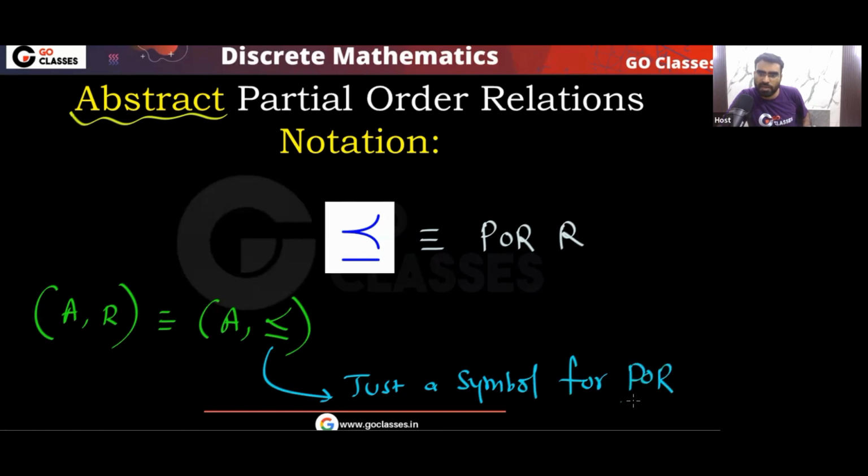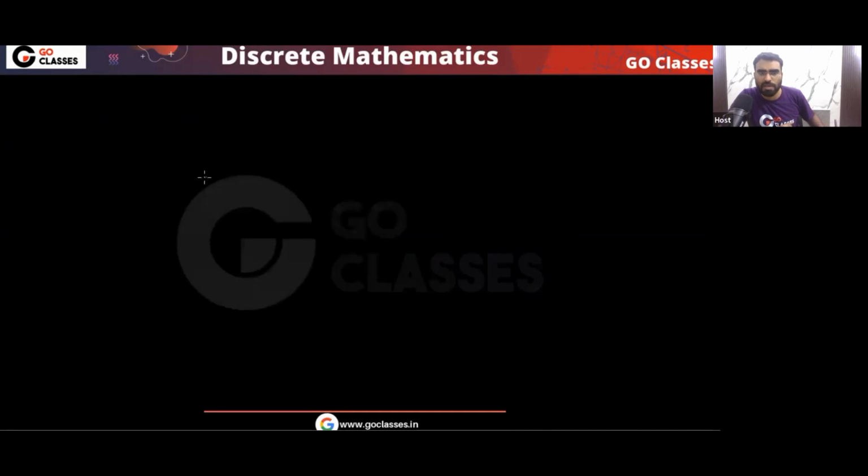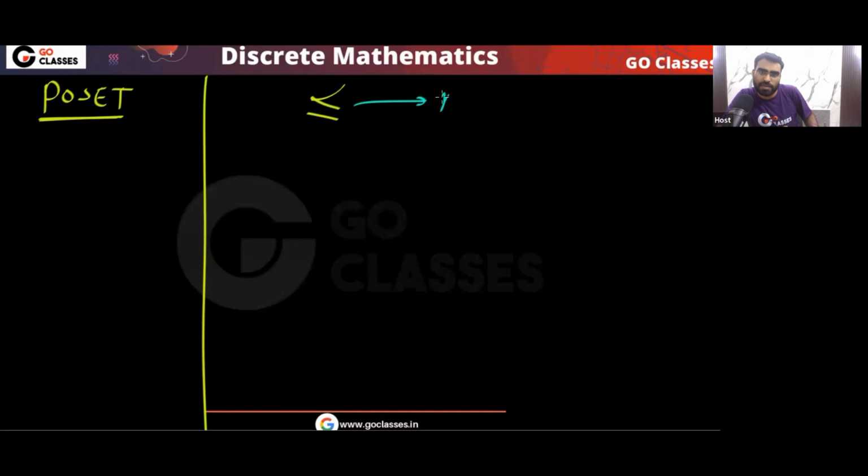For partial order relation, this is just an abstract symbol. For example, remember this structure we have seen. I'm writing some posets here, and you tell me what is this symbol in all of these structures, because this is an abstract partial order relation symbol.